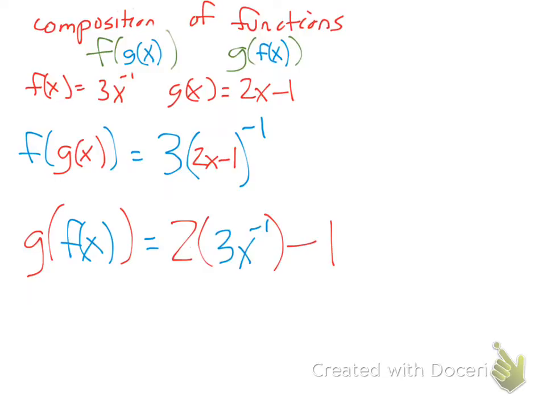Now in this particular problem, I am not done. I need to simplify it. I have 2 times the quantity of 3x to the negative 1. So that means I can take the 2 and the 3 and multiply them together, and there you go. That's composition.